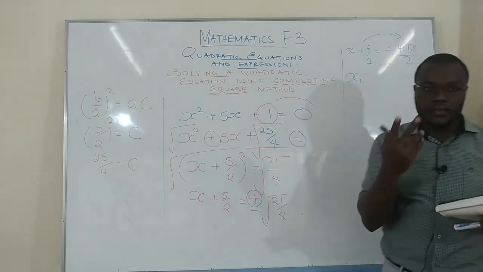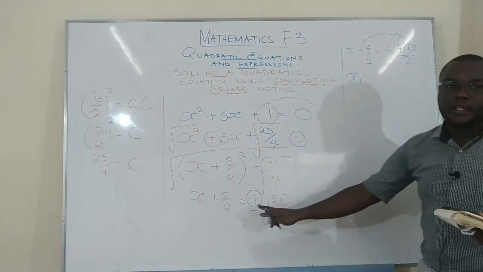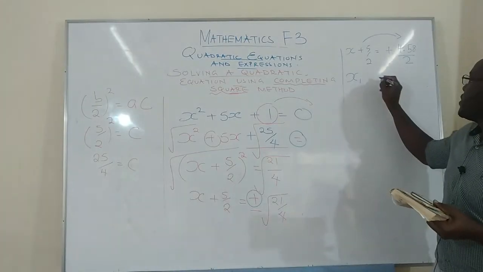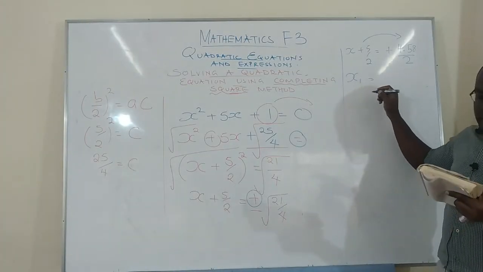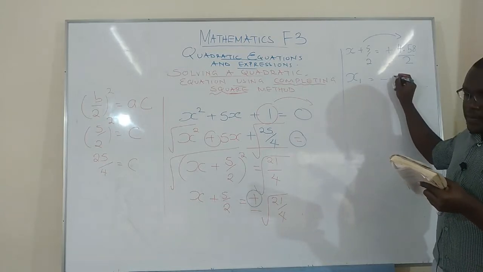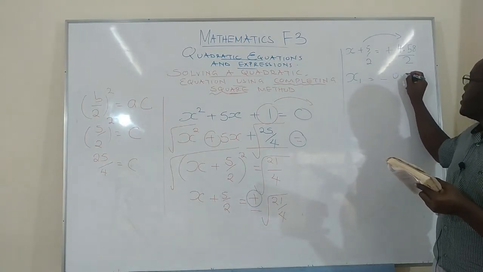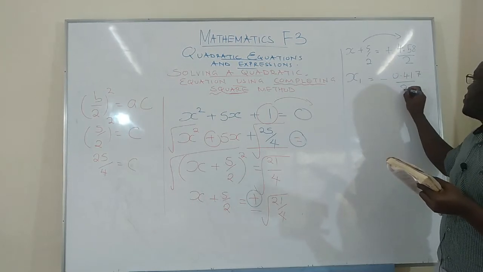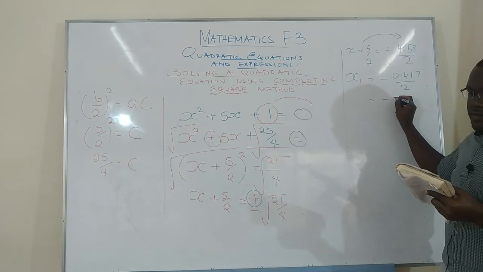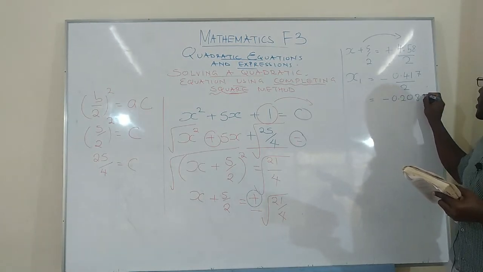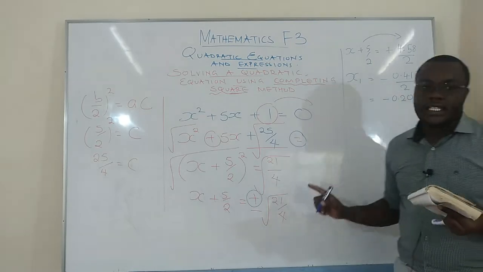Remember, I will get two values of x. So the first one will be when this is positive. The second one is when this is negative. So when this is positive, I get the first one as x is equal to negative 0.417 divided by 2, which is equal to negative 0.2085. That is the first value of x.